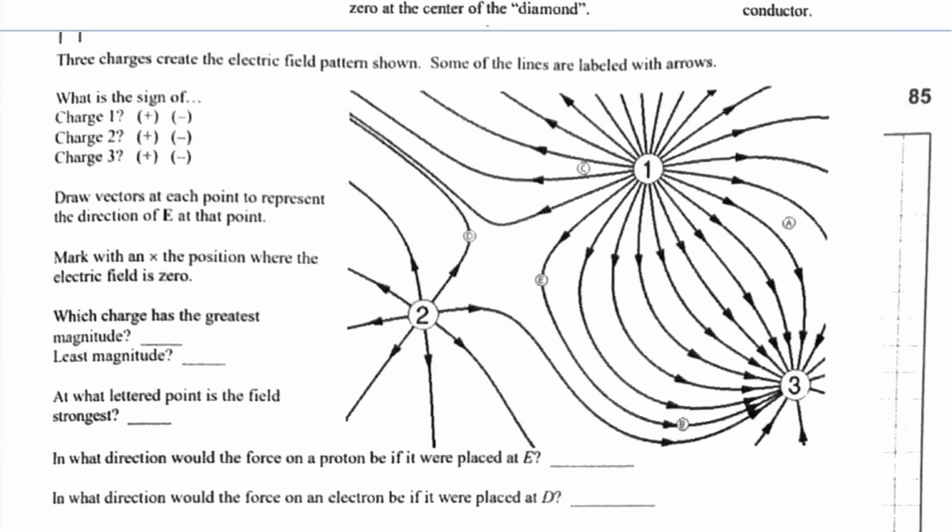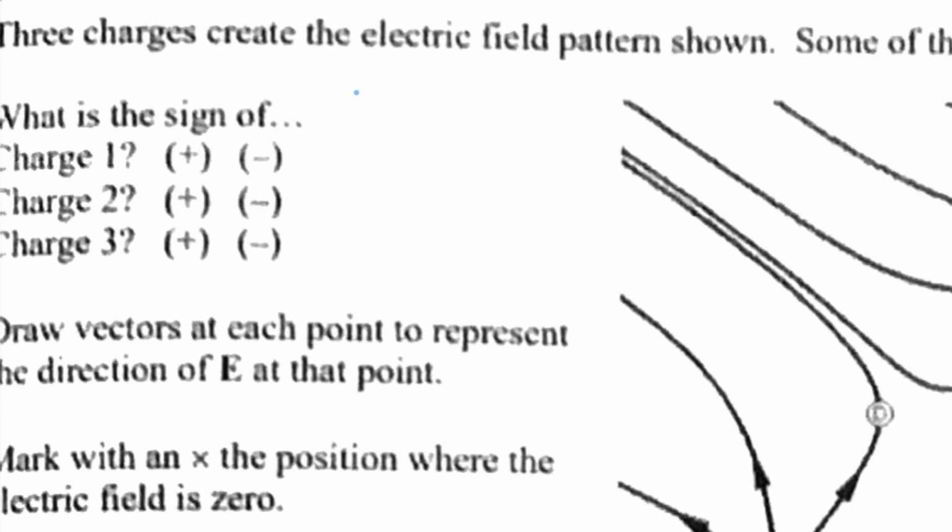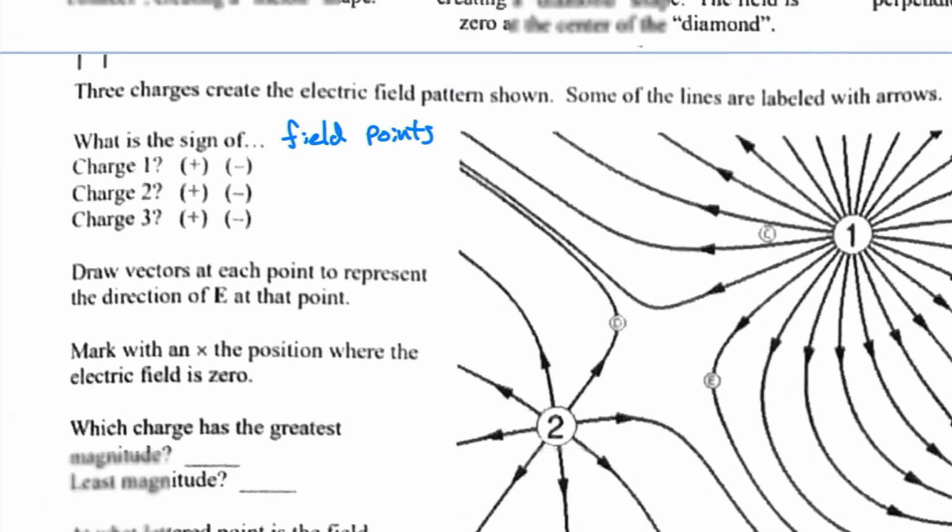All right, so we're going to take a look at this example in which we have an electric field shown for 3 charges. Let's determine the sign of each charge. So for charge number 1, we see the field points away, which means charge 1 is positive, because the field always points away from a positive charge.